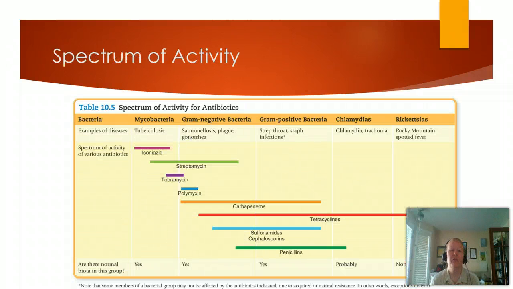So back to spectrum of activity. As we talked about earlier, we talked about broad spectrum versus narrow spectrum, and this is where we are again. So as you can see here, this is a chart that indicates how broad spectrum something is and how narrow spectrum something is. As you can see, tobramycin and infliximine have very narrow spectrums. So if we know that you have a salmonella infection, then we can give you one of these drugs to treat that, and it's going to leave a majority of your microbiota alone because it's very specific for that bug.